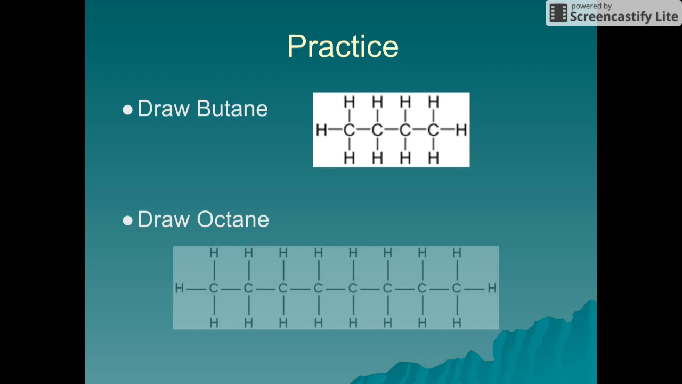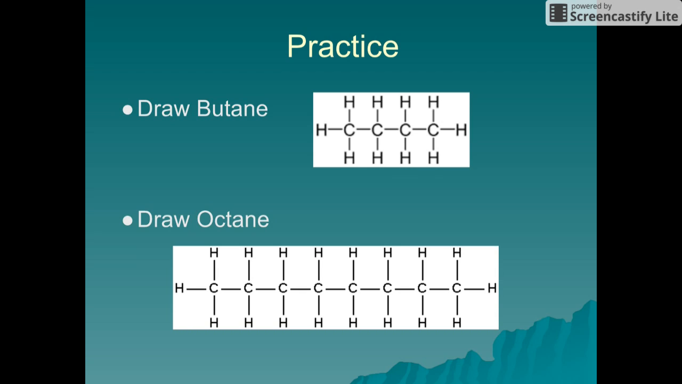For octane, wow, that's giant. It's obnoxious, but it has 8 carbons, all single bonded, and enough hydrogens to make sure that every carbon has 4 bonds sticking off of it. Don't get lazy. Take the time to draw the hydrogens. Remember, they have to be capital letters.